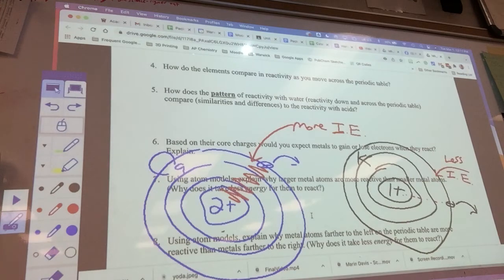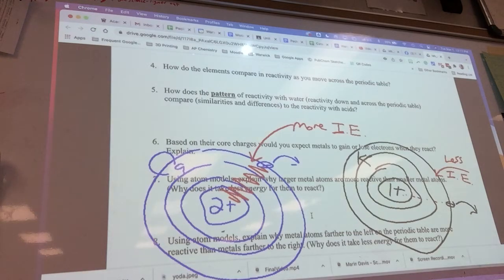And what would be even harder to react than calcium? Well, if you go all the way over to gallium, just like we went over to aluminum, that would be a +3 core charge. So that'll be even harder to rip off those electrons. Sweet. Any questions on that?